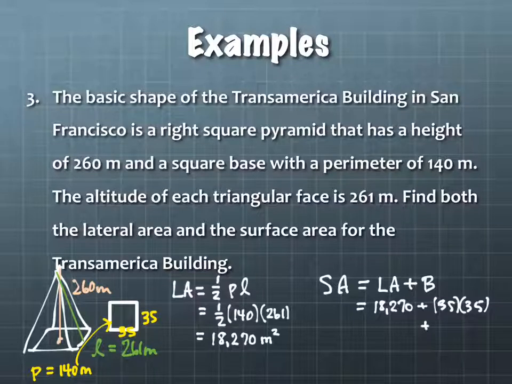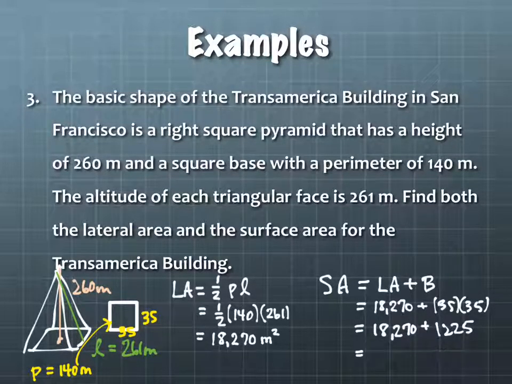What was it, Hannah? 1,225. All right. I'm taking Hannah's word for it. Did anybody else have a problem with that? We're good with that? Okay, cool. All right, and then we're going to add those two quantities together to get our total surface area.